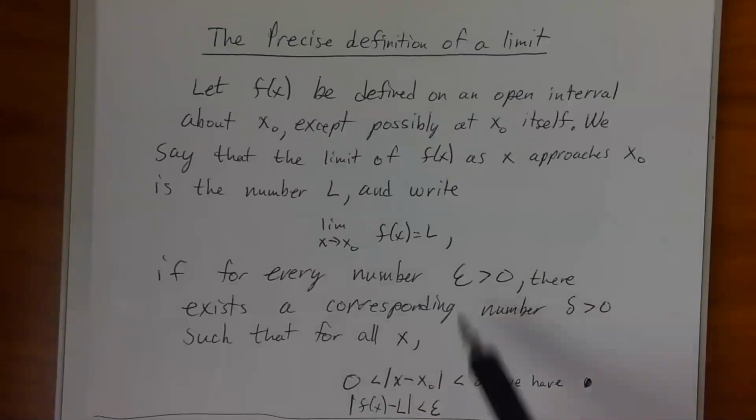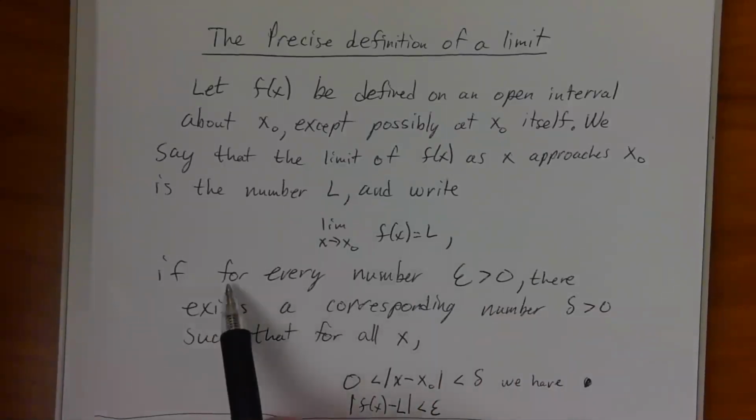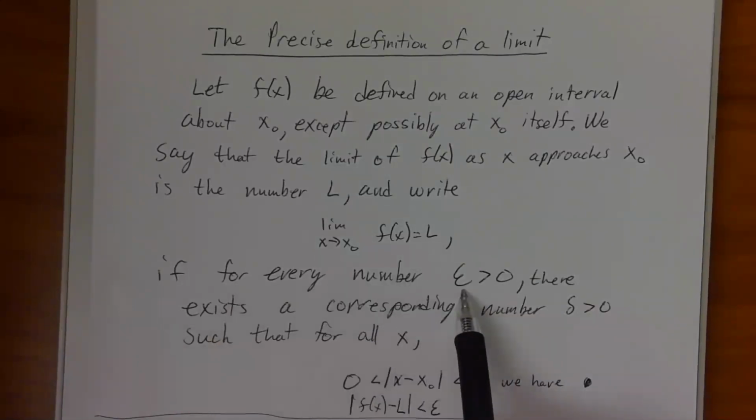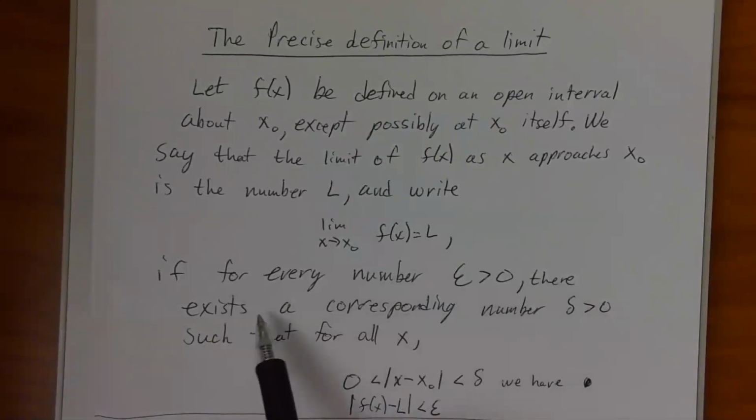If, and the rest of this is the conditions that must be met, for every number epsilon greater than 0, there exists a corresponding number delta greater than 0, such that for all x within this interval, so 0 less than the absolute value of x minus x naught is less than delta, we have that the absolute value of f of x minus L will be less than epsilon.